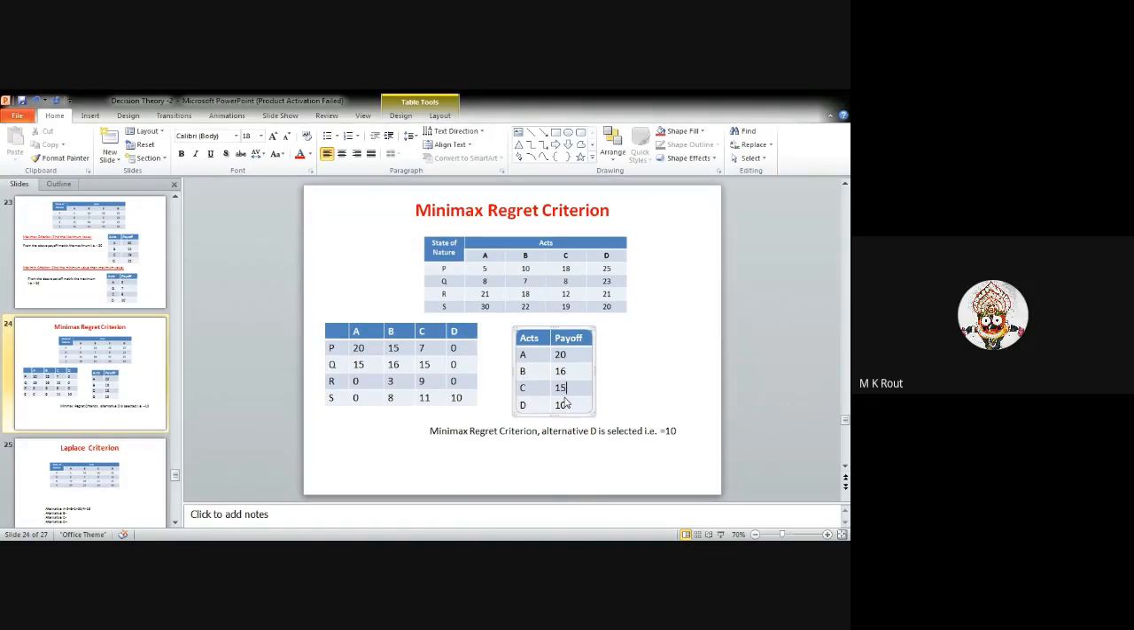And in case of D, the maximum value is 10. From these maximum values, you have to choose the minimum value. That is known as the minimax regret criteria. So out of 20, 16, 15, 10, which is the least one? 10 is the least one. This is the answer for your minimax regret criteria. That is, alternative D is selected. Just note it down in the bottom part of this particular table.